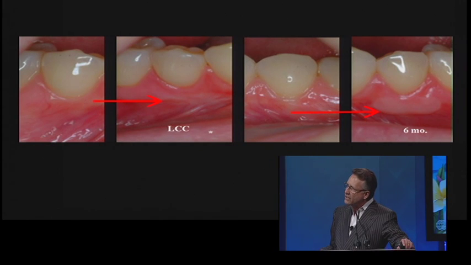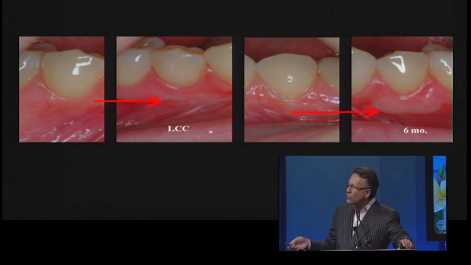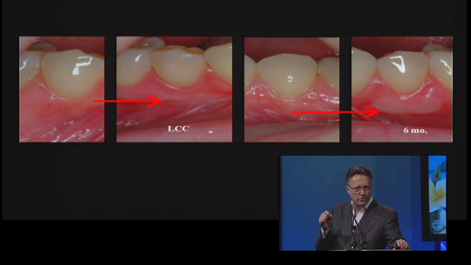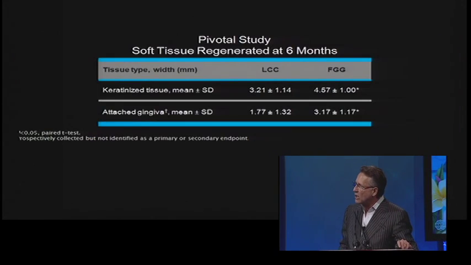But I draw your attention to this. Nice functional zone of attached gingiva. You can't tell that I was ever in there. And I think that's where we're going today. With our techniques, we know that we can predictably generate keratinized tissue. We want to take it to the next step so that we can create tissue that's identical to what Mother Nature intended. And this type of surgery and this type of technique will allow us to do that.